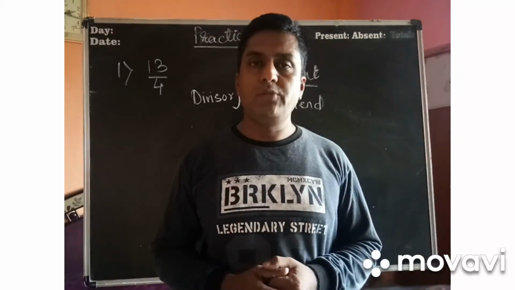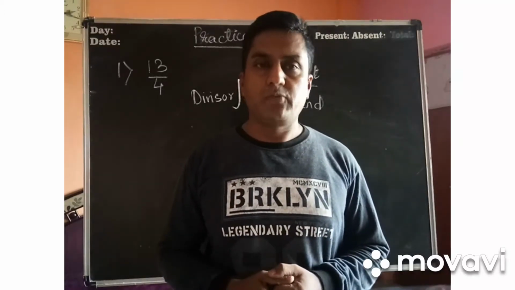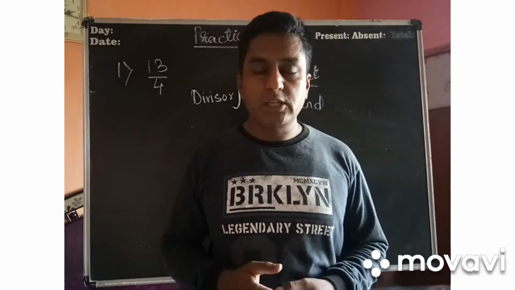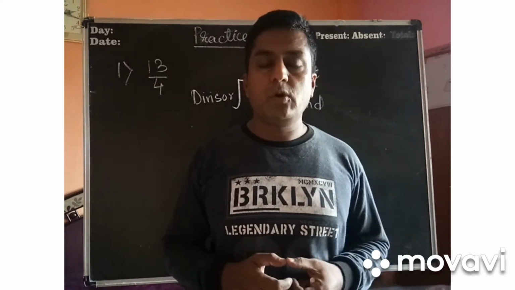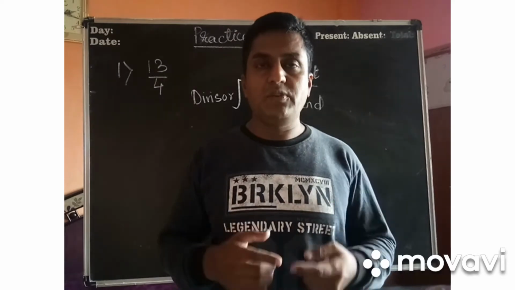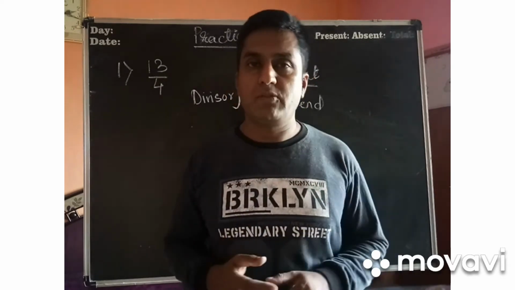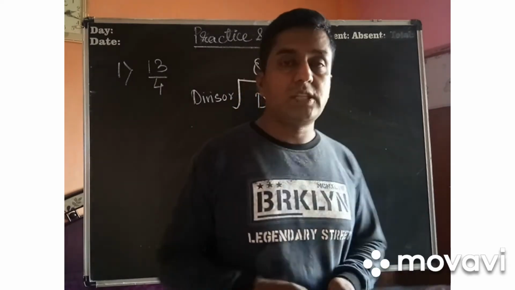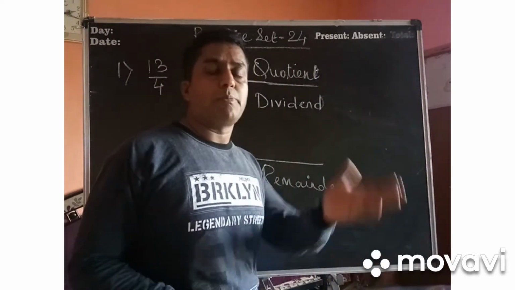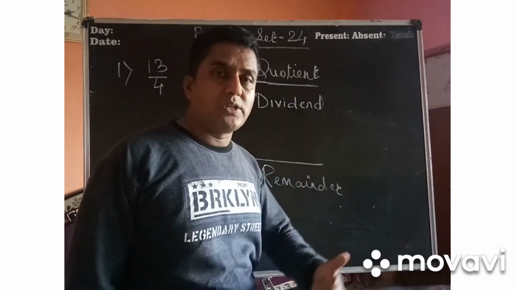Hello students, today we are going to start with practice set 24. Now what to do in practice set 24? In practice set 24, we have to convert the given rational numbers into its decimal form. Which rational numbers? The rational numbers which are written in P upon Q form have to be converted in their decimal form.